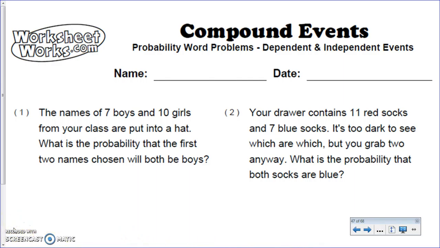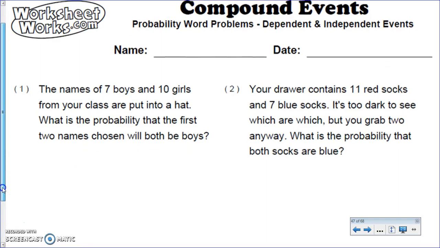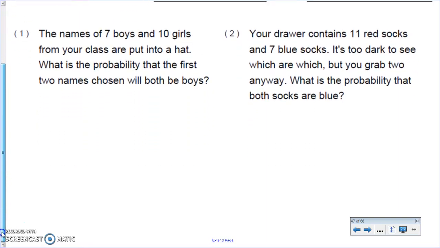Number 1. The names of 7 boys and 10 girls from your class are put into a hat. What is the probability that the first 2 names chosen will both be boys? So, first we have to figure out the probability of the first event. There are 7 boys out of 17 kids. So the first event has a probability of 7/17.